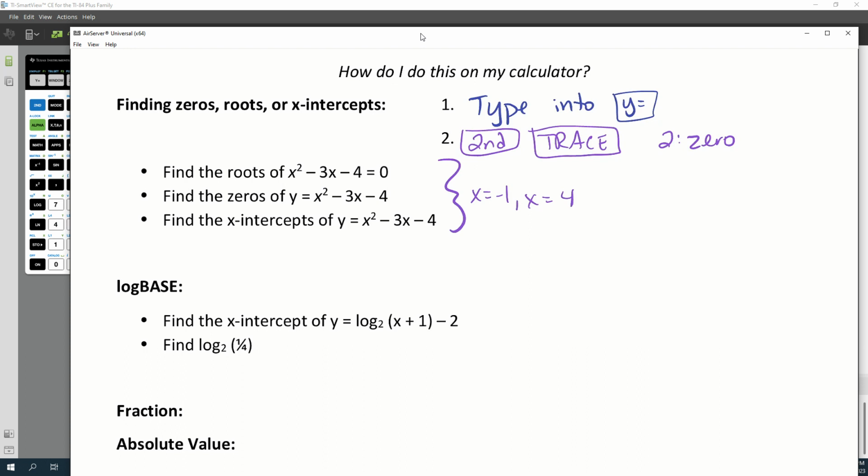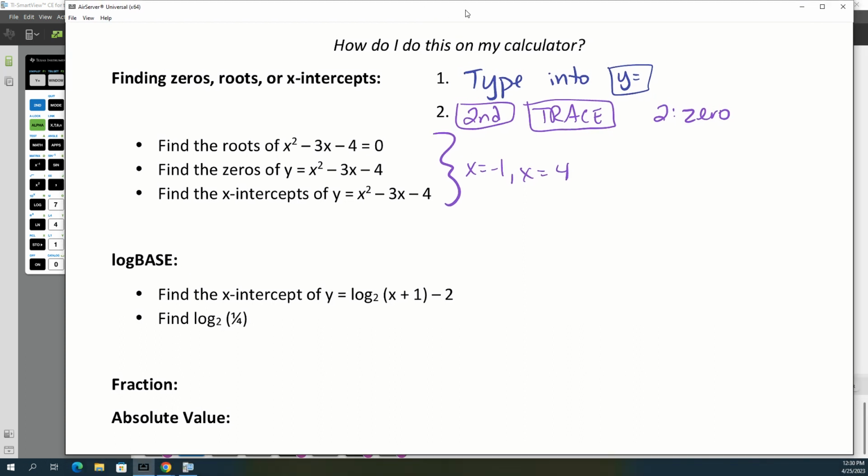Another thing that you're going to need to remember is log base. So I'm not sure how much of the review we've had with logarithms, but log base, do you guys remember where it is? Anybody? I'll give you a hint. It's an alpha something. It's alpha window, and then choose number 5.